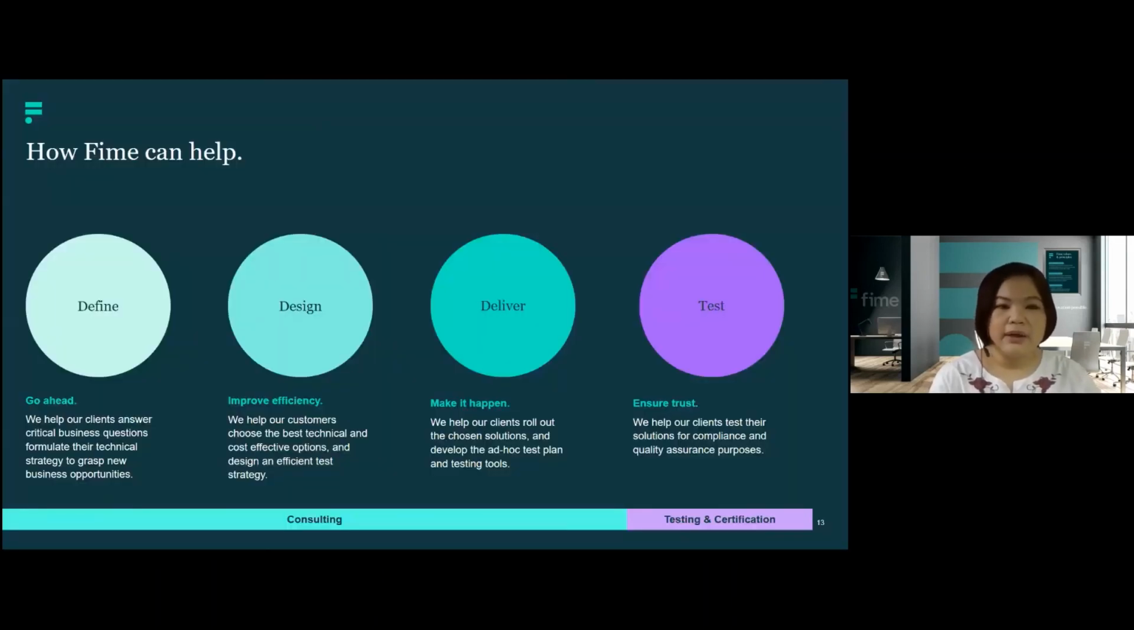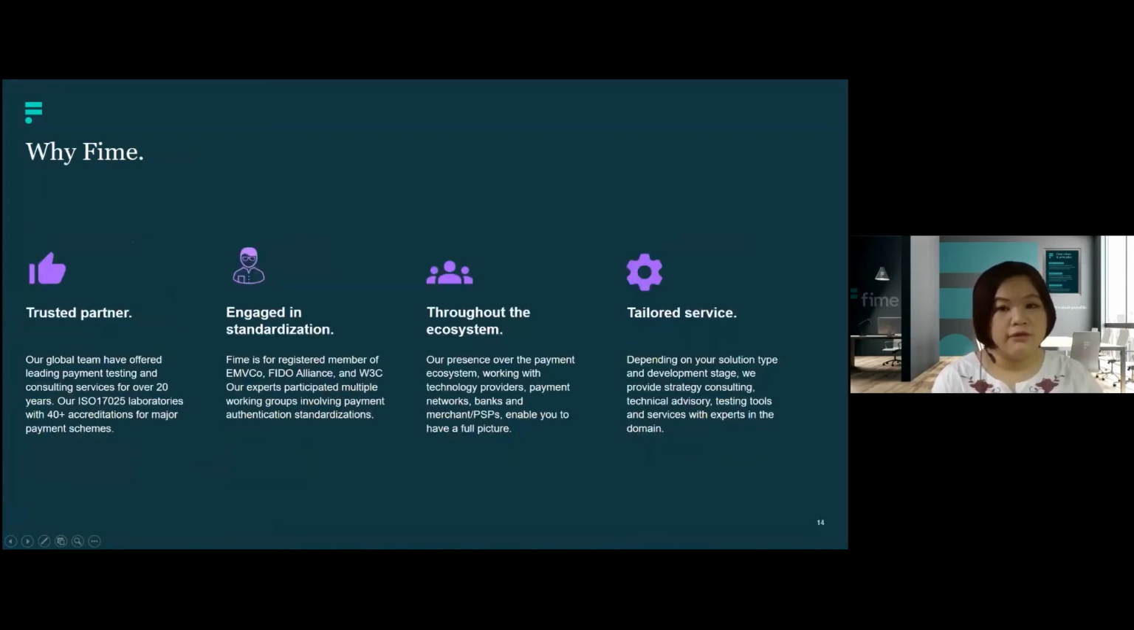So at FIME, how can we help our customers to be successful? We have consulting and testing services with our customers throughout their product development process. We start from define, design, and deliver to the test stage, walking through the whole process with our customers. And FIME has been working in the payment industry for over 20 years. We are accredited by all the major international and domestic payment networks.